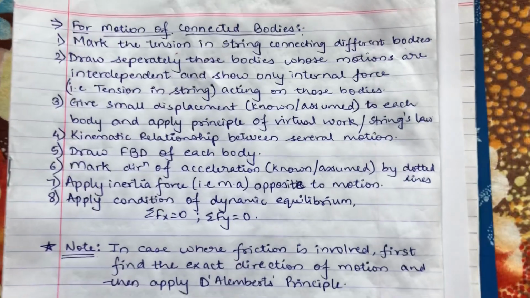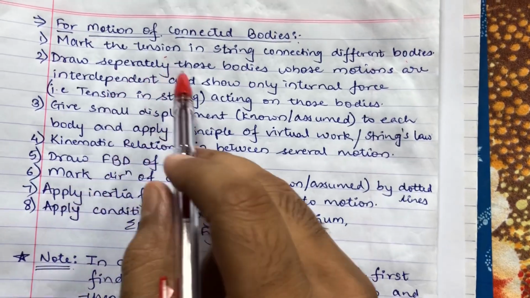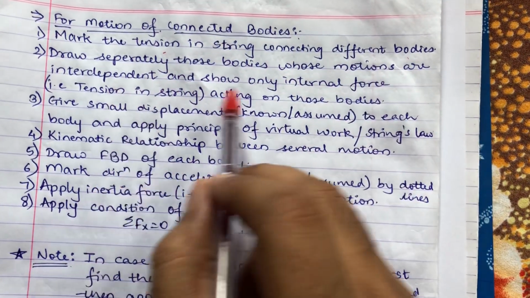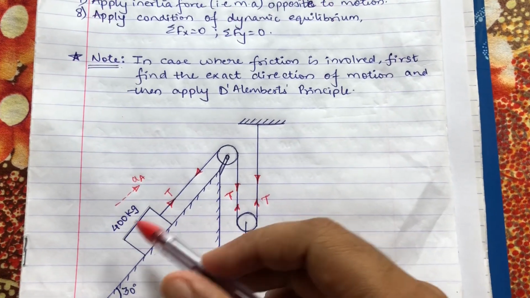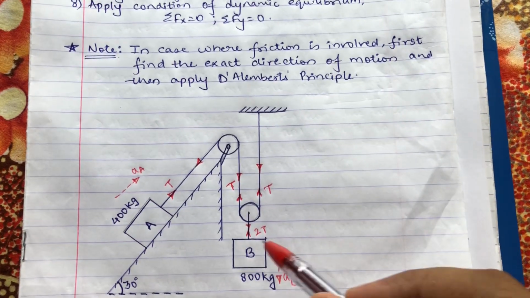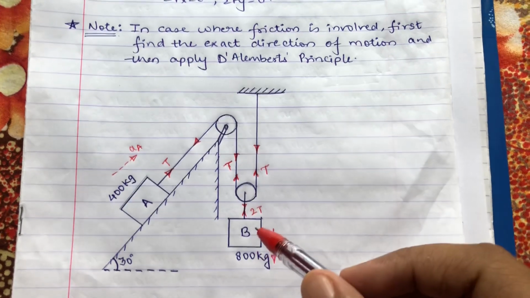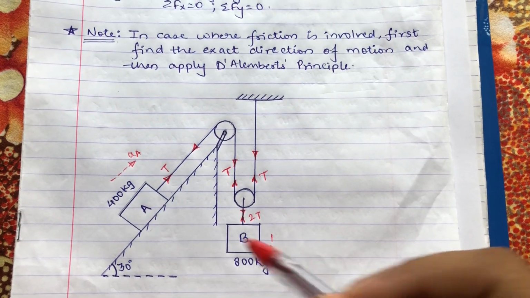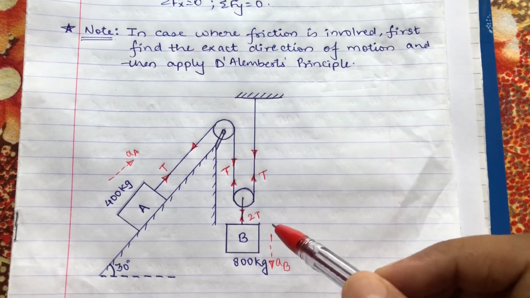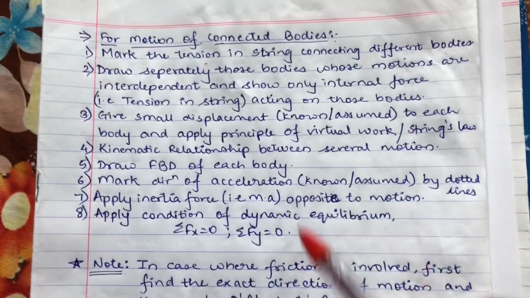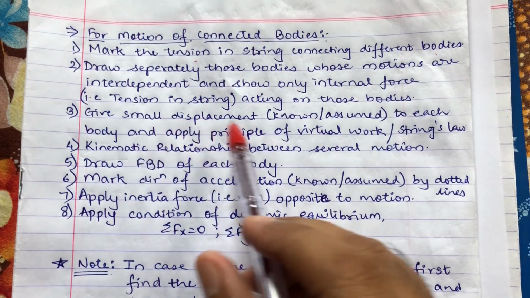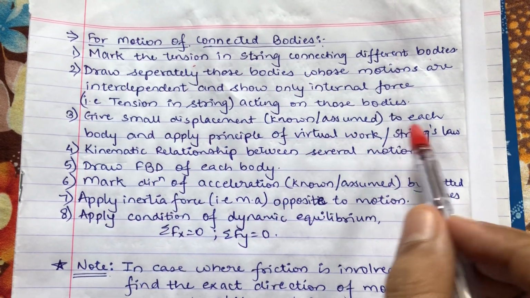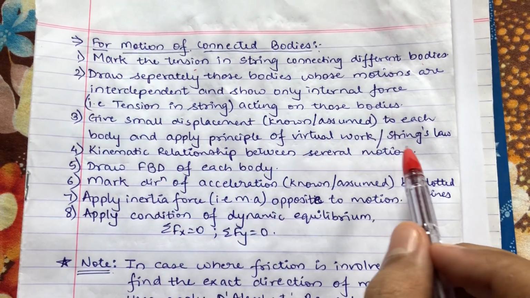Now similarly, next is draw separately those bodies whose motions are interdependent and show internal force. You have to draw the FBD of this particular body as well as the FBD of this particular body. Already you know how to draw the FBD of the bodies. If you need something very specific, we'll go with the problem, in that you can check it. Next is give small displacement known or assumed to each body and apply principle of virtual work.